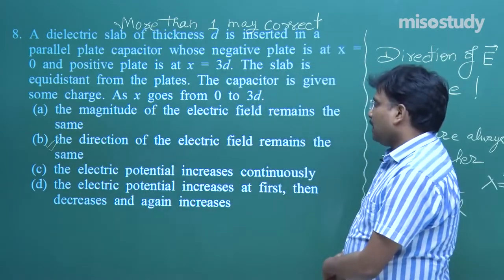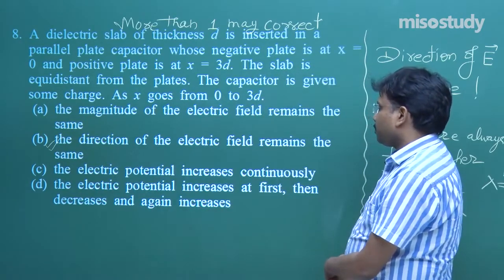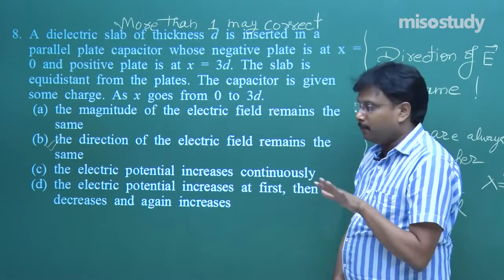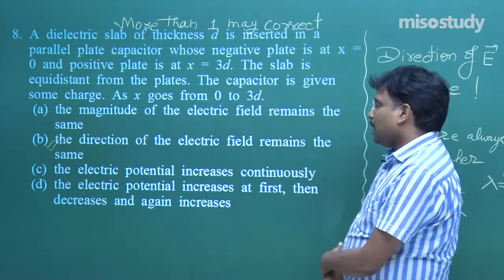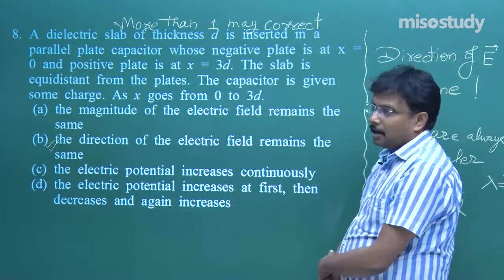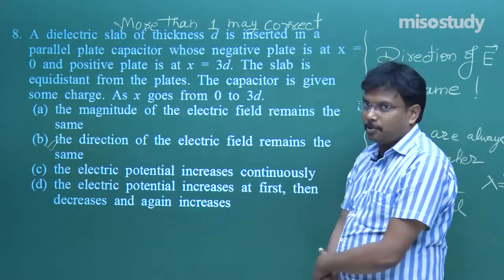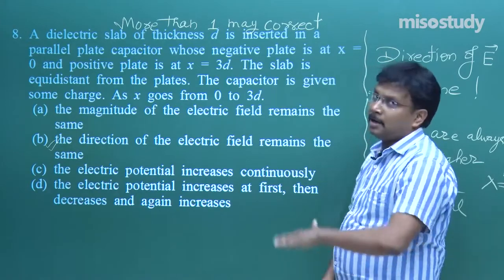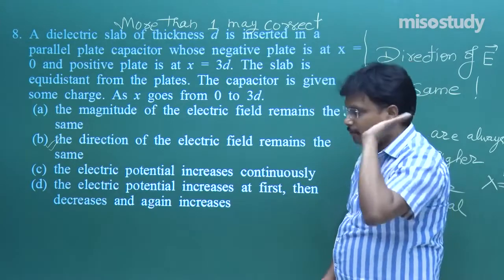Next, the electric potential increases continuously. Wait, then we will analyze. The electric potential increases at first, then decreases and again increases. Now this is something that is not possible. First increment, then decrement and again increment. That is not possible. Fine.